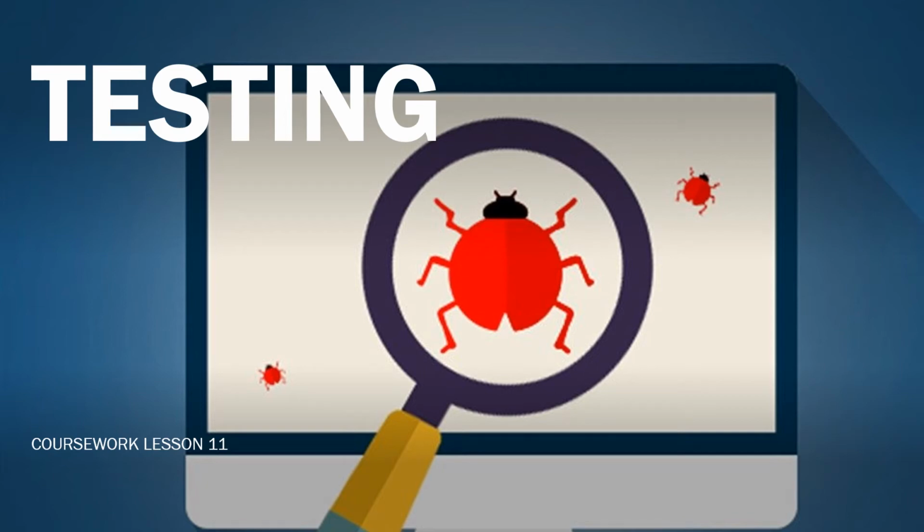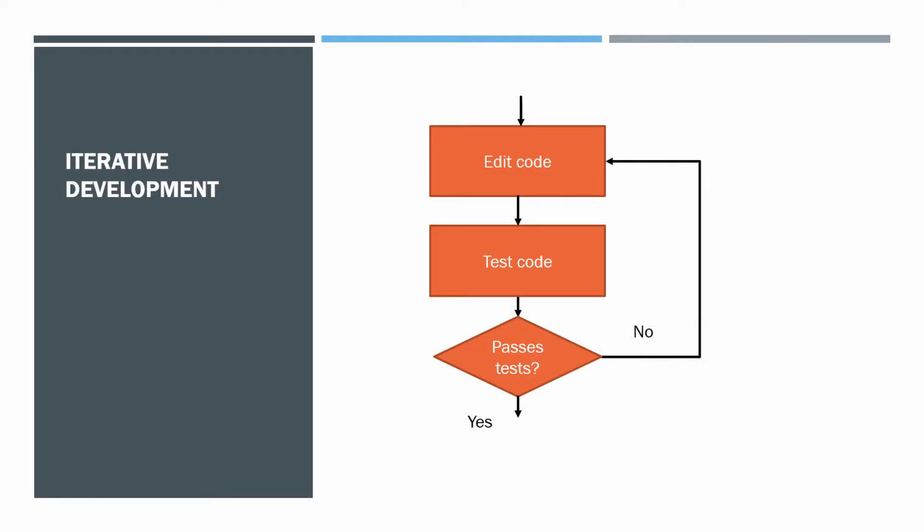So this is lesson 11 in our series on coursework, and in this lesson I'll briefly discuss how we test our software and how we write up those tests. Testing is part of what we call the iterative development process, where we go through several prototypes and then a final version, and in each of these versions we create and edit code, we test it, and if the code doesn't pass the tests, that's a signal that we need to do more coding.